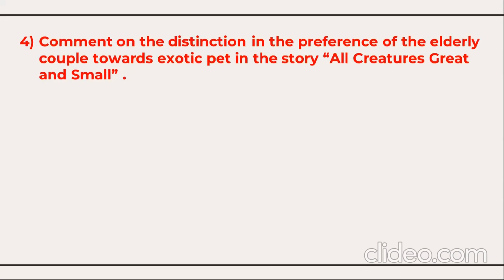Last question for this question paper, for 5 marks. Comment on the distinction in the preference of the elderly couple towards the exotic pet in the story All Creatures Great and Small by Ruskin Bond.